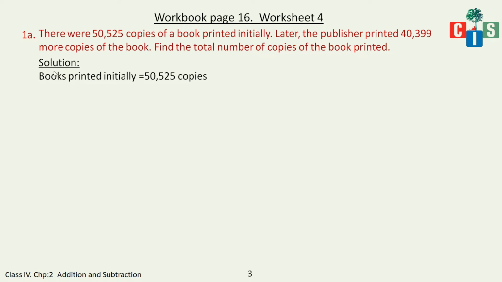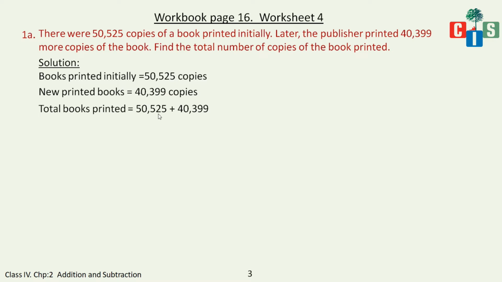So, starting the solution, books printed initially were 50,525 copies, and then new printed books were 40,399 copies. And altogether, how many books are printed? The addition of the two numbers. Fine. So the total number of books printed will give me the answer.